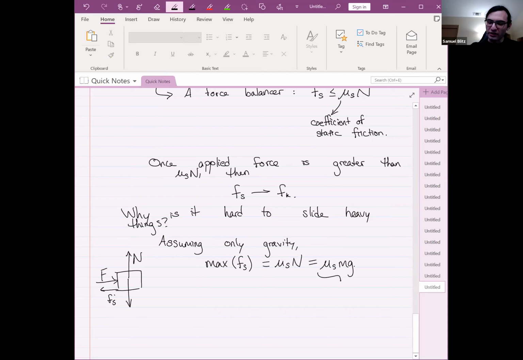And so the point is that if the mass is greater, then the maximum possible static frictional force is larger, which implies a larger F sub S. So you have to apply a larger external force to get it moving. And so that's why heavier things have more inertia.